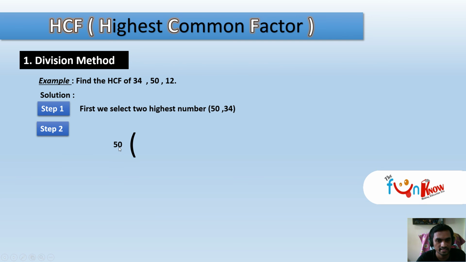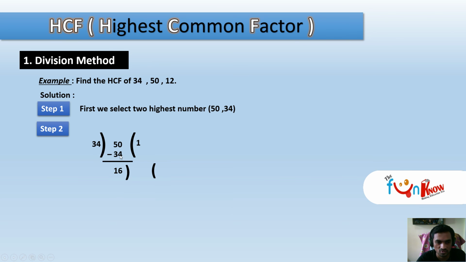In the second step, we take the greater number and we divide it by the smaller number. Here 50 divided by 34. So how can you divide 50 by 34? 34 multiplied by 1 is 34. So here as soon as you divide it, you get the remainder of 16 and a quotient of 1.